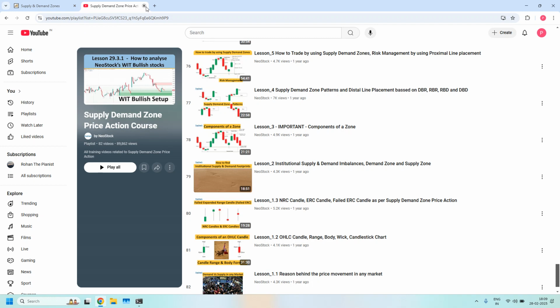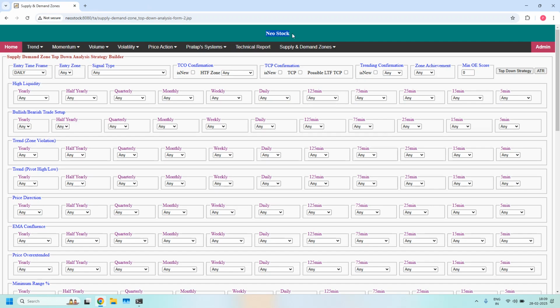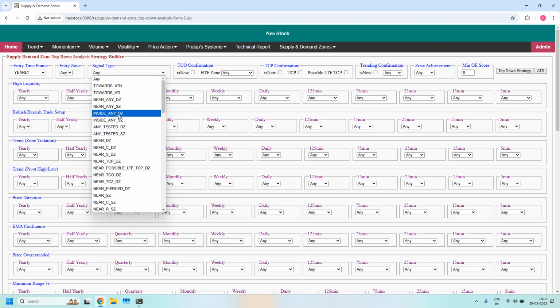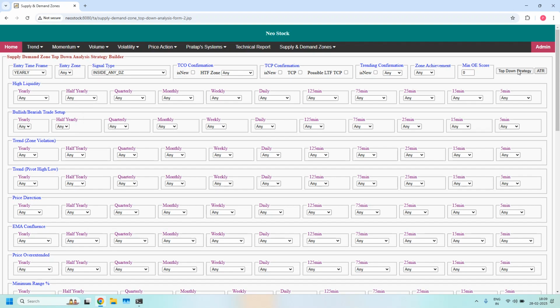Now let's get into the report generation with the help of NeoStock Software Supply Demand Zone Top-Down Strategy Builder. Okay, first we will identify the stocks near demand and supply zones for different time frames. Let me start with the yearly time frame, and the price closed inside the yearly demand zone.